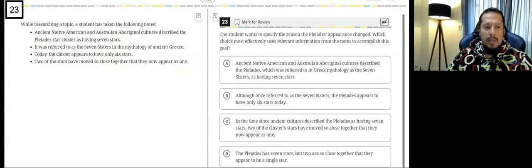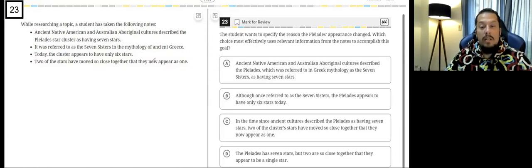Question number 23. And again, you have the points, which take a few seconds. You won't lose too much time, but your main focus is the actual question. The student wants to specify the reason the Pleiades' appearance changed. Okay, so if you go through the answer choices, you should be left with two answers. You should be left with answer B or answer C, because what you're looking for is some sort of change.